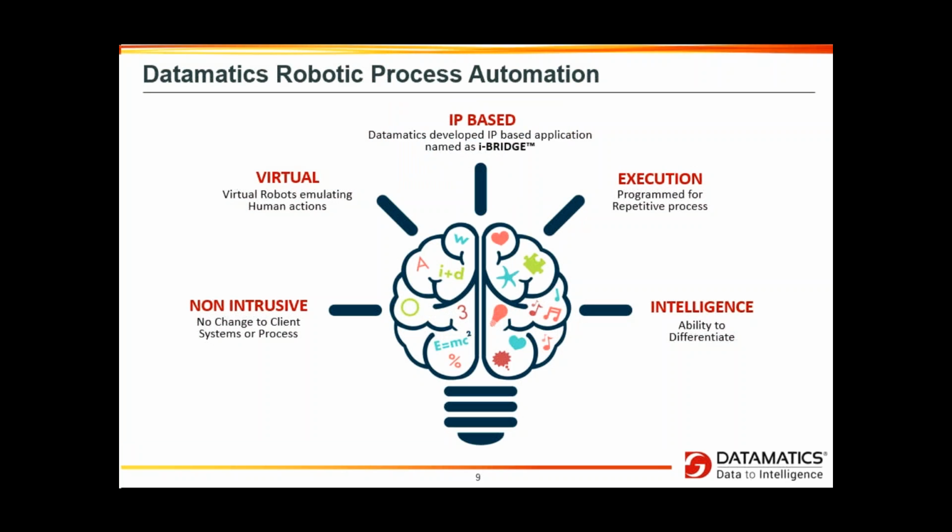So Datamatics' approach to robotics is there in front of you now. First, we have our own software called iBridge, which is our own IP, and that gives the advantage of offering greater flexibility and scalability to our clients. We are not dependent on a third party for product enhancement. We can do any kind of customization needed by our clients in a given time frame, and we can satisfy the client's needs much better than anybody else.